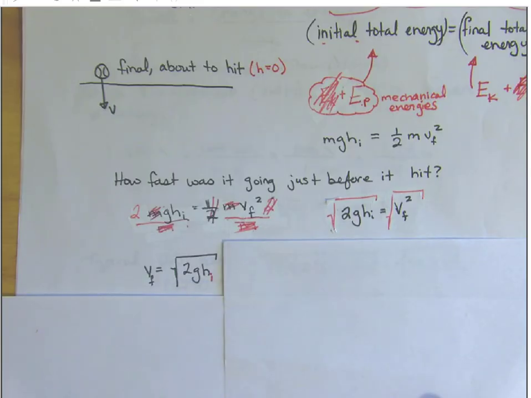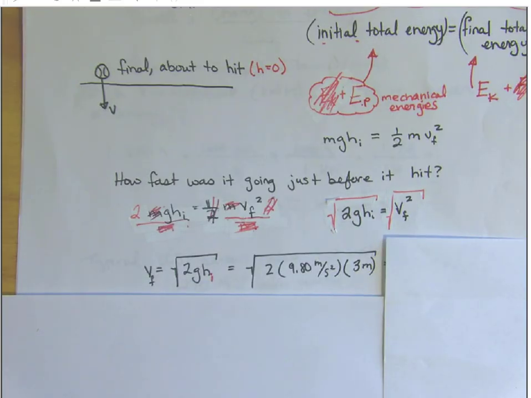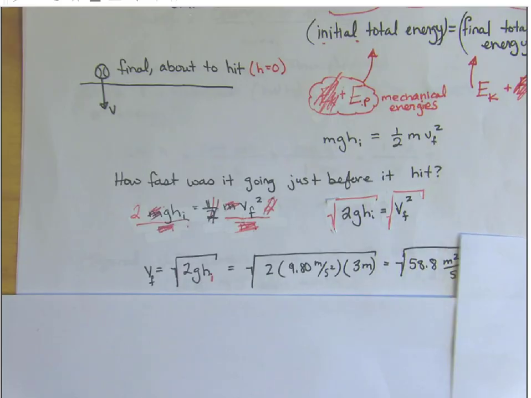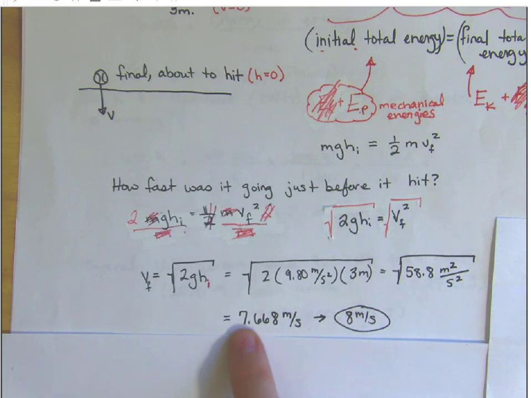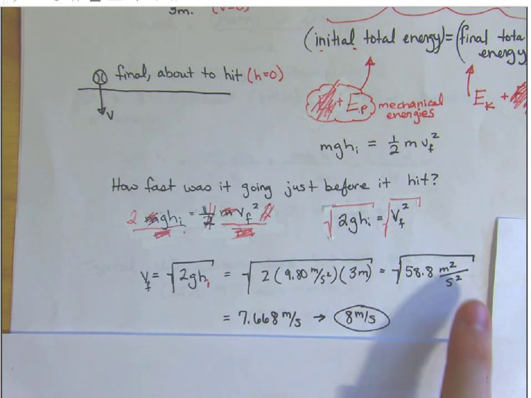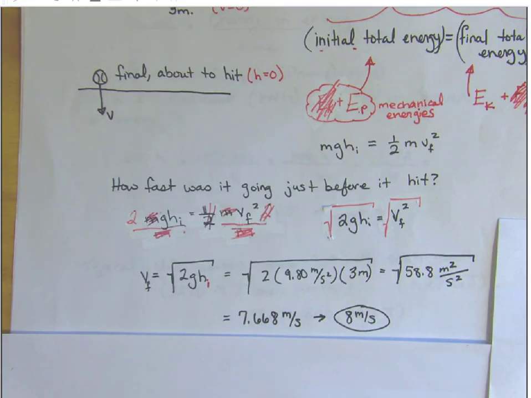Plug in all your numbers, type on a calculator, and I ended up with 58.8 meters squared per second squared, and all of that is under a square root. I did the square root of the number and got 7.668, and I also did the square root of the unit and just got meters per second. Rounding for sig figs, 8 meters per second.